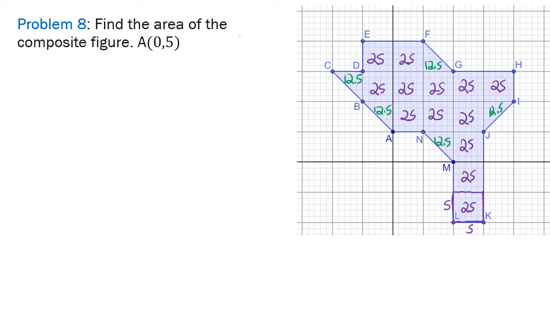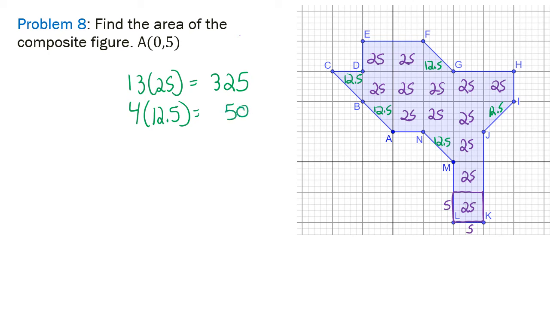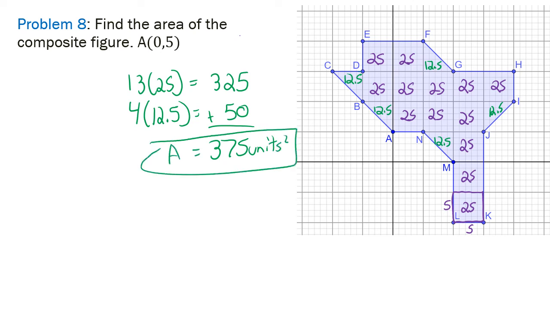And then we add them all up. So we have how many 25s? 1, 2, 3, 4, 5, 6, 7, 8, 9, 10, 11, 12, 13. So 13 times 25 is 325. The 12.5s, we have 4 of them. So 4 times 12.5 is 50. Added up, we have 375 units squared for the area of this figure. So all this shaded part adds up to 375 units squared.